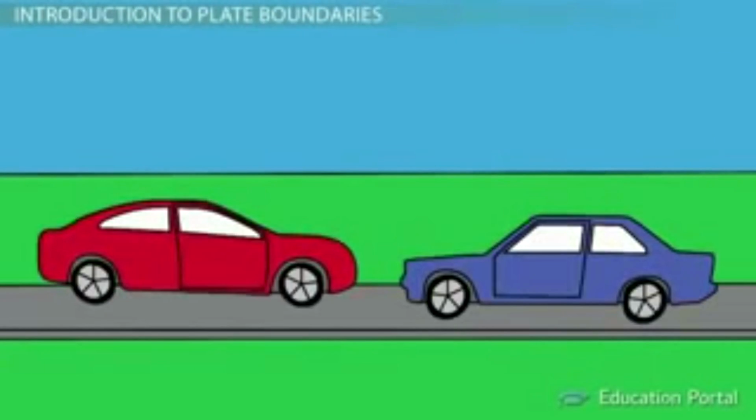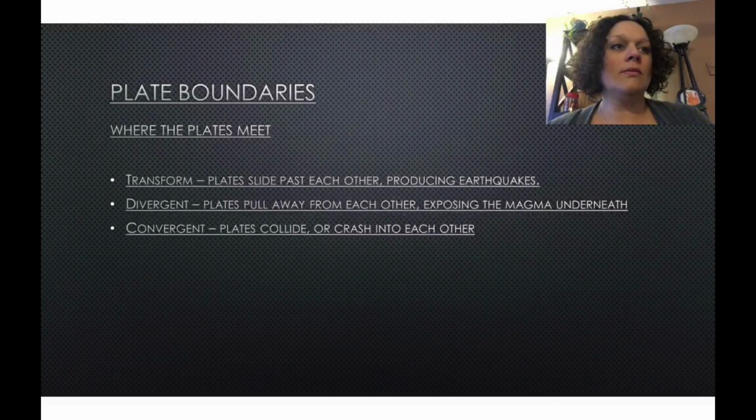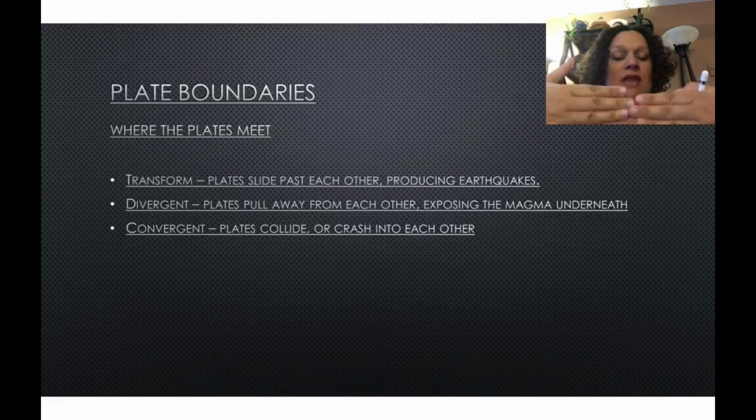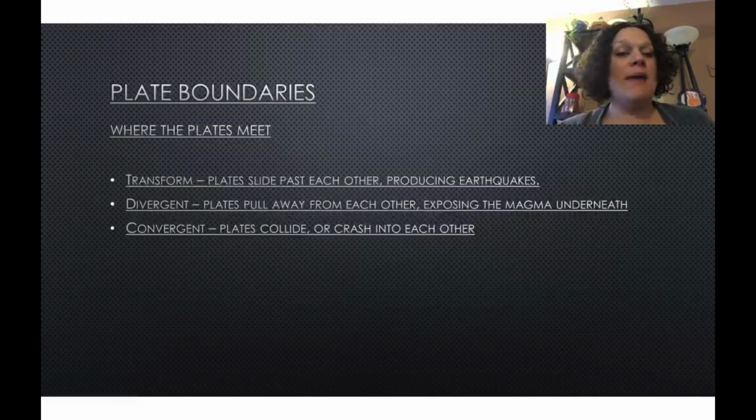Getting back to the example of cars, when two cars are next to each other, there are three possible ways for the cars to move with relation to each other. Plates act in a similar manner. Okay, so I talked a minute ago about faults, and that has to do with plate boundaries. And plate boundaries are where the plates meet, come together. There are three types based on the direction that they're moving.